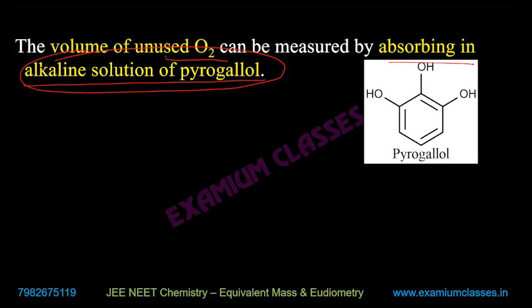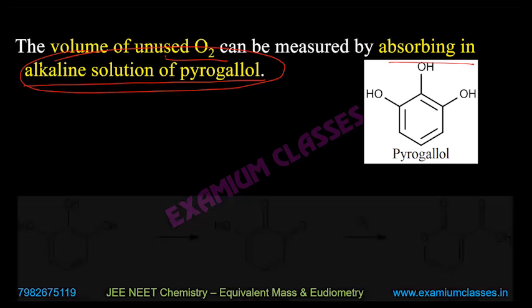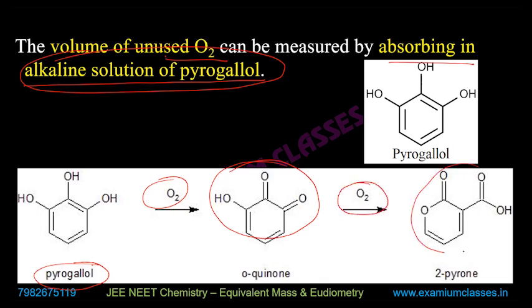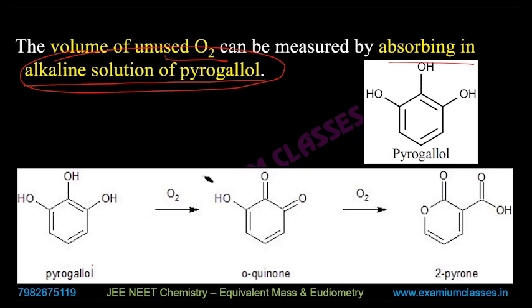And specifically for JEE, how it reacts, this reaction is normally not given because it is specific to JEE. Pyrogallol reacts with oxygen, first gives orthoquinone. Then again it reacts with oxygen and gives 2-pyrone. Those looking at JEE should write this reaction. Normally it is not given in guides, etc.